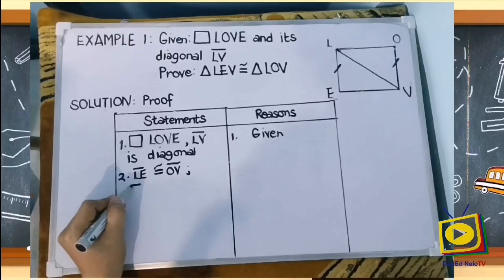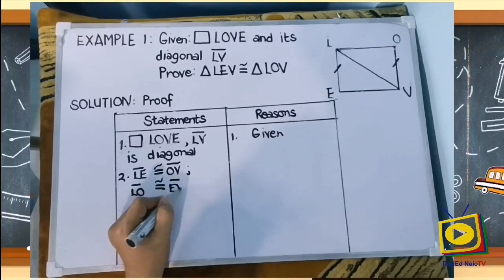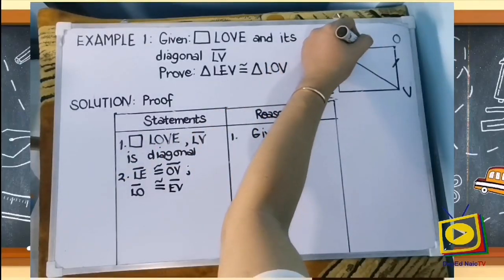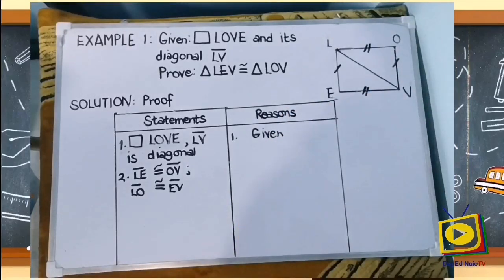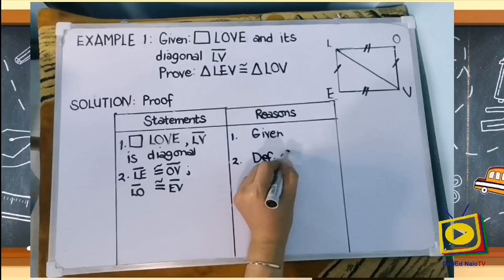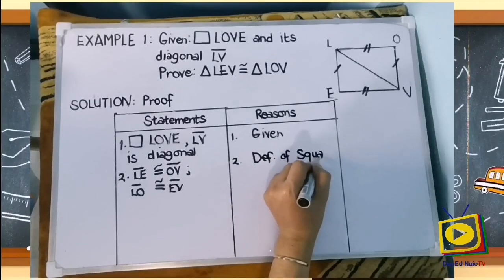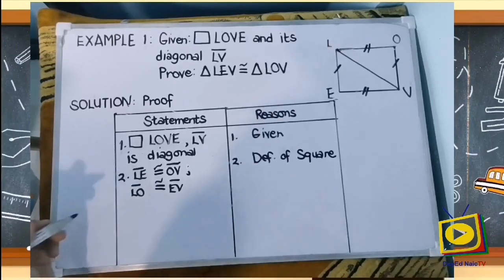Same with segment LO is congruent with segment EV. And then our reason for that is definition of square, because a square has four equal sides. Meaning to say that all the segments given are congruent with one another.